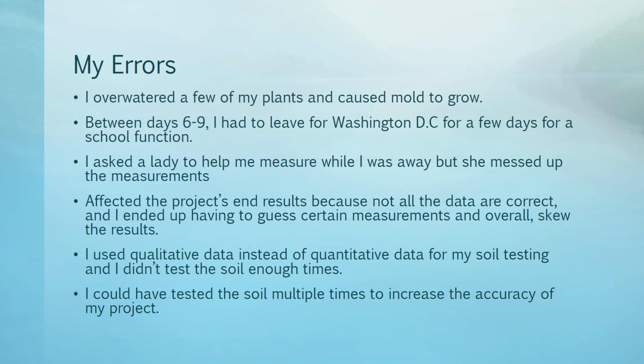Luckily, I was able to look at the data and do conversions for the measurements that didn't seem right, but I could only guess that certain measurements weren't right. This affected the project's end results because not all the data were correct, and I ended up having to guess certain measurements and overall skew the results. I also made the error of using qualitative data instead of quantitative data for my soil testing, and I didn't test the soil enough times.